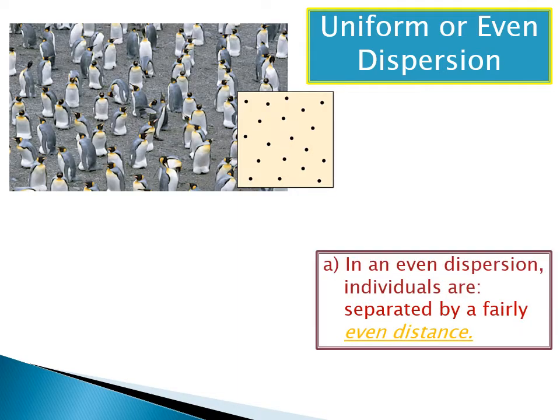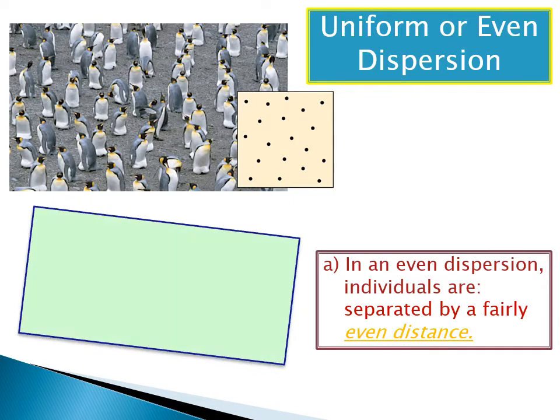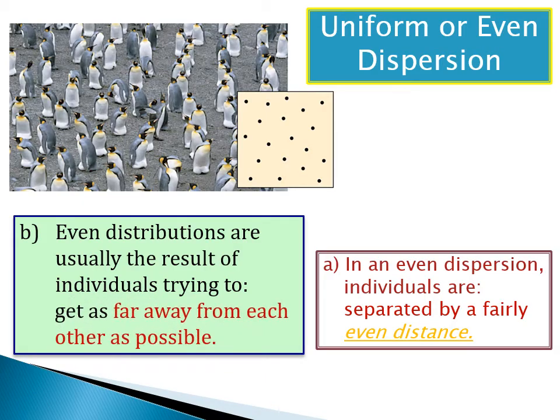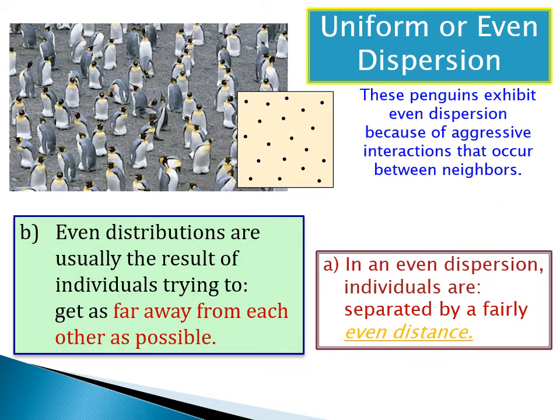Uniform or even distribution is when they are separated by a fairly even distance, their territory. That is the result of them trying to get as far away from each other as possible. They don't want to be right near each other. These penguins show even dispersion because of aggressive interactions between neighbors. Basically, they have their eggs there, and they all want their own little space, and if they get too close, they will strike out with their beaks at their neighbors.